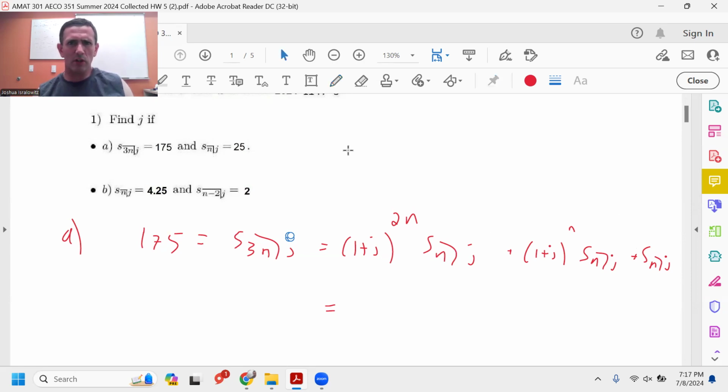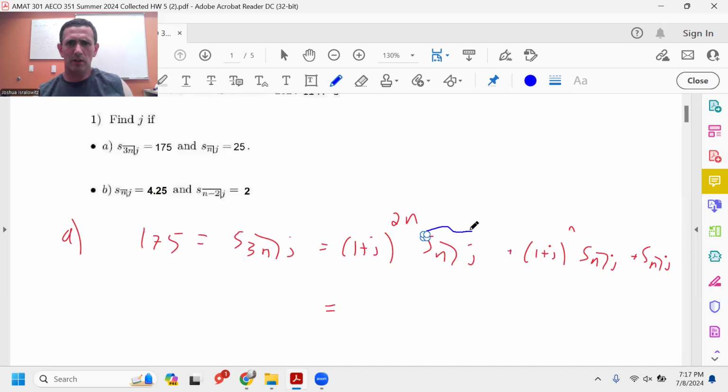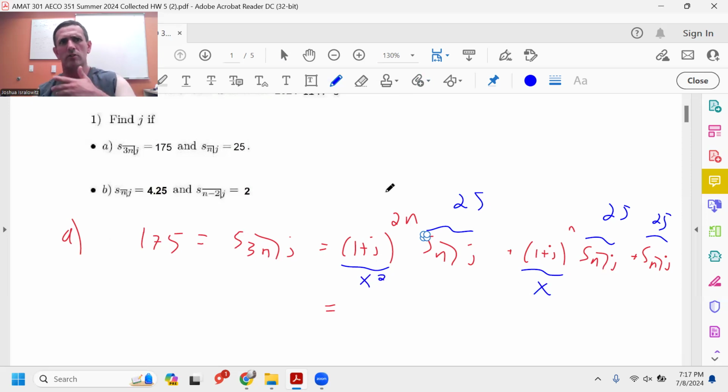Anyway, each one of these is 25. So just plug that in. And then set this to be x, so that this is x squared. 1 plus j to the 2n is 1 plus j to the n squared.